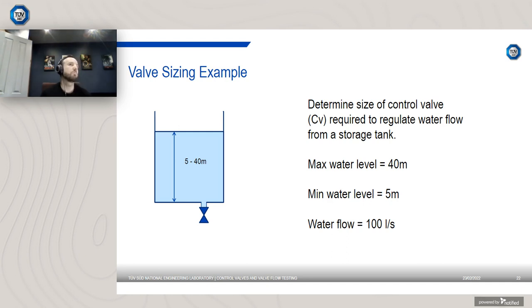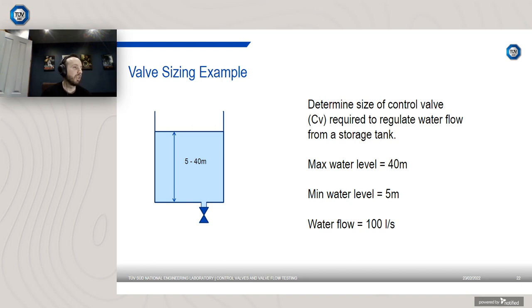So those were just some key concepts that are important not only for general operation of control valves, but they will be quite important for flow testing. Before I move on to flow testing, I thought I'd give a simple example to show how CV, or flow coefficients, can be used in practice.